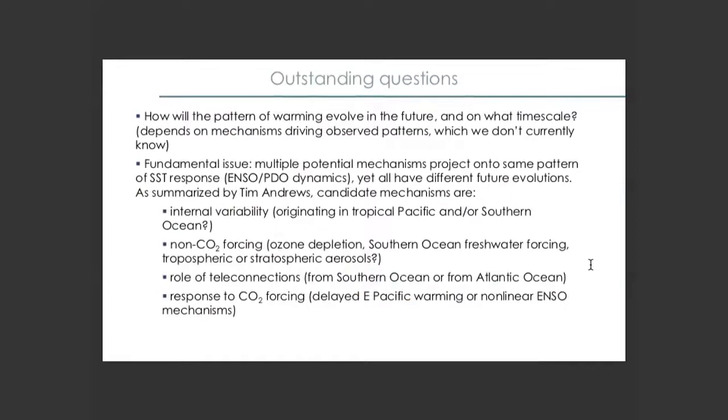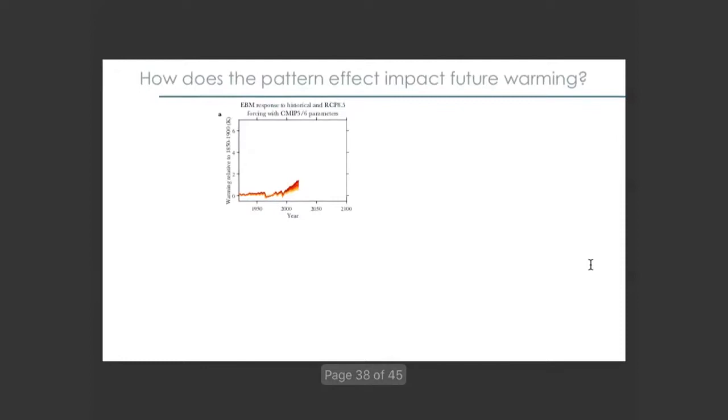However, the timescales over which all these different things relax back to some 4 times CO2 or long-term CO2 forced pattern are all very different. So what has driven the past is critical for making predictions for the future. I want to end on a thought experiment of how important the pattern effect might be for transient warming in the future.